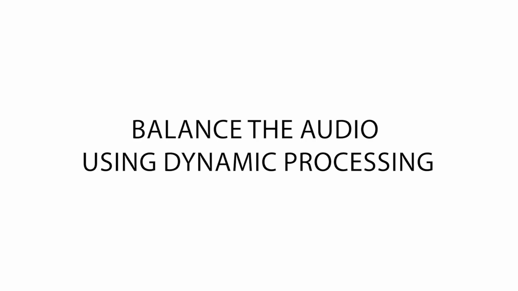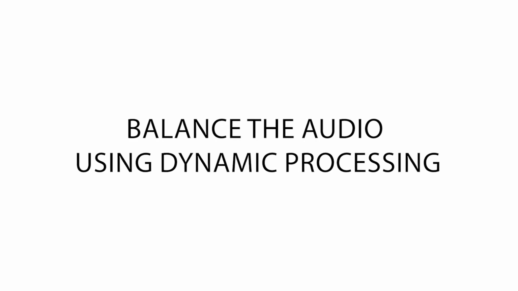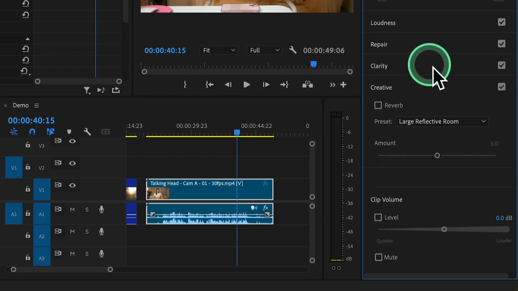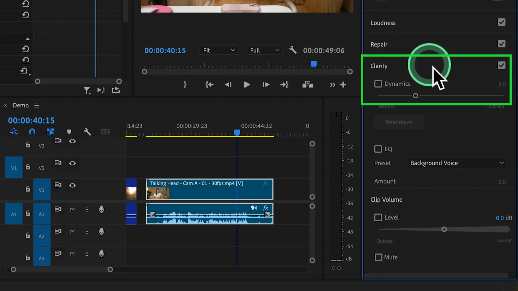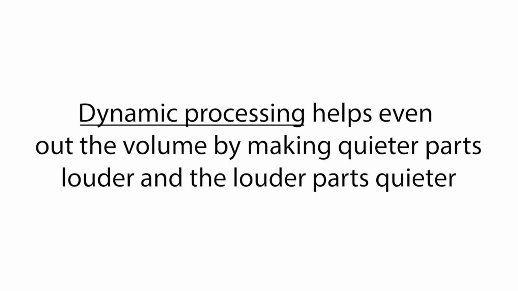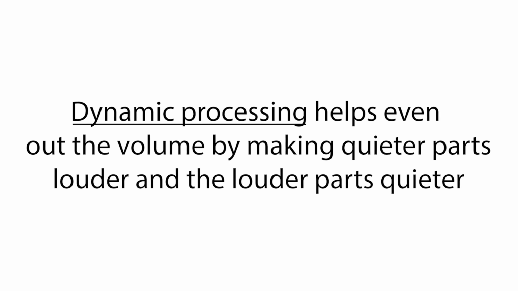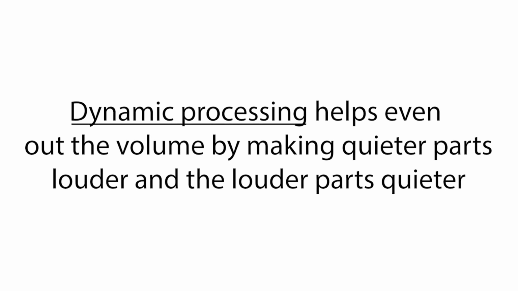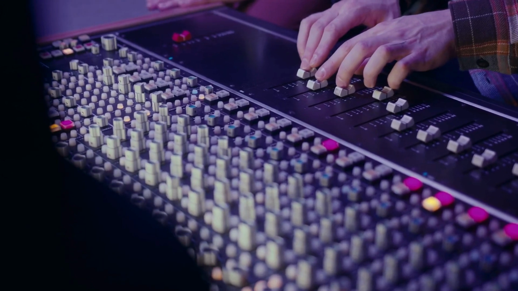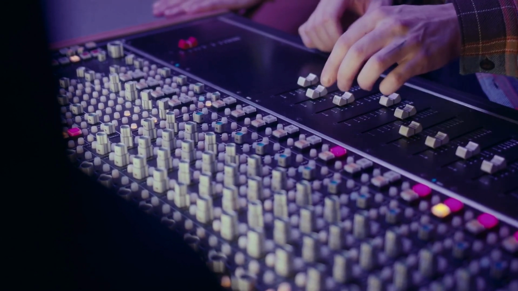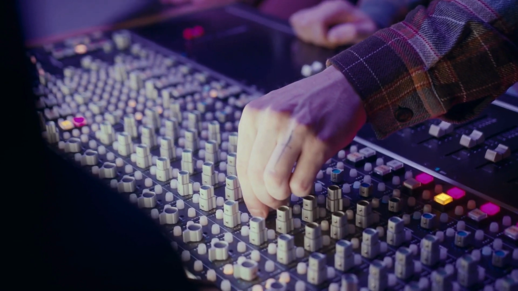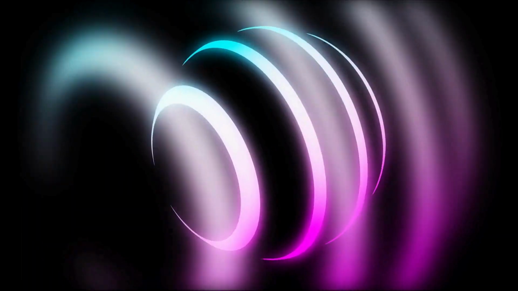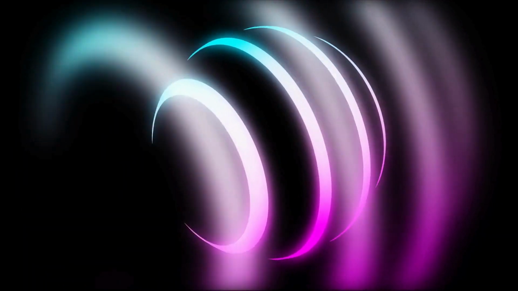Now, let's balance the audio using dynamic processing. In the Essential Sound panel, under the Clarity section, enable Dynamics by clicking the checkbox. Dynamic processing helps even out the volume by making quieter parts louder and the louder parts quieter, ensuring a more consistent audio level throughout your clip. This step is essential for maintaining a balanced and professional sound.